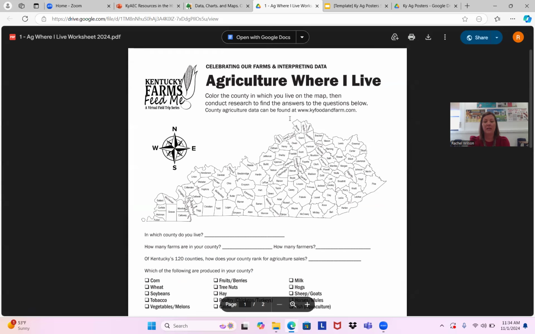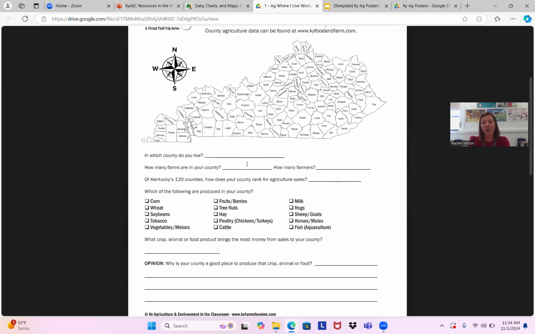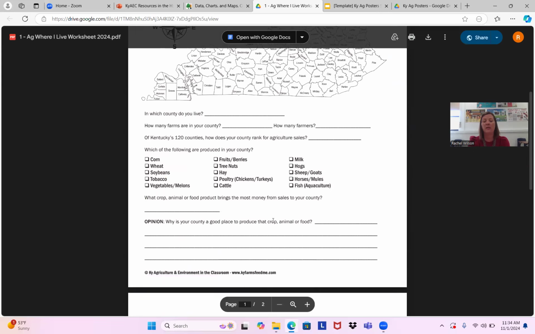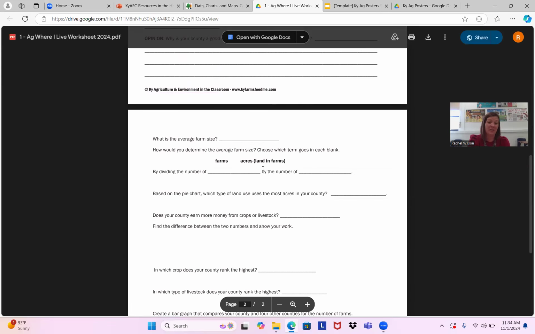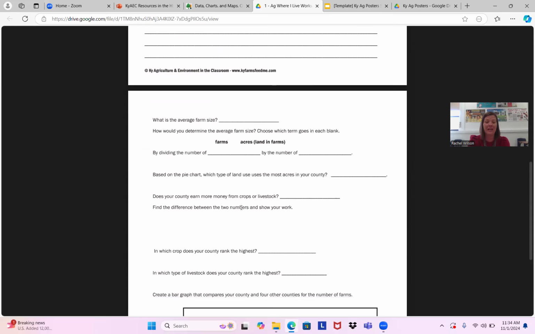where students can go in at the very beginning. They can color the county that they live in. They can do some research about how many farms are in your county, how many farmers. They can check what sort of commodities are actually produced in their county. And then you start talking about what's the average farm size, what exactly is an acre.